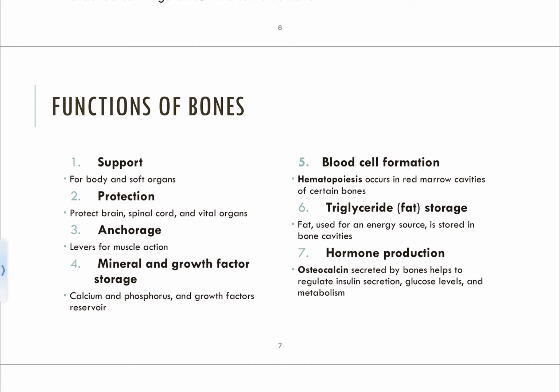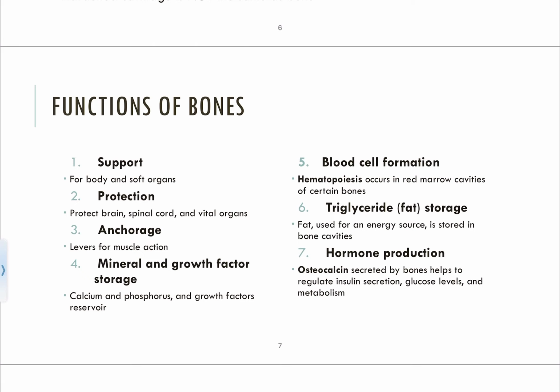So we can deposit excess calcium that we have in our blood into our bones, and then when our blood calcium levels are low, we can withdraw it when we need to. A fifth function is blood cell formation, which we call hematopoiesis, and this is going to occur in the red marrow cavities of certain bones that we have. We also can store fat there, especially when we get older and we stop growing. We replace a lot of that red marrow with yellow marrow, and yellow marrow is basically just fat. And we can use that fat as an energy source if we need to.